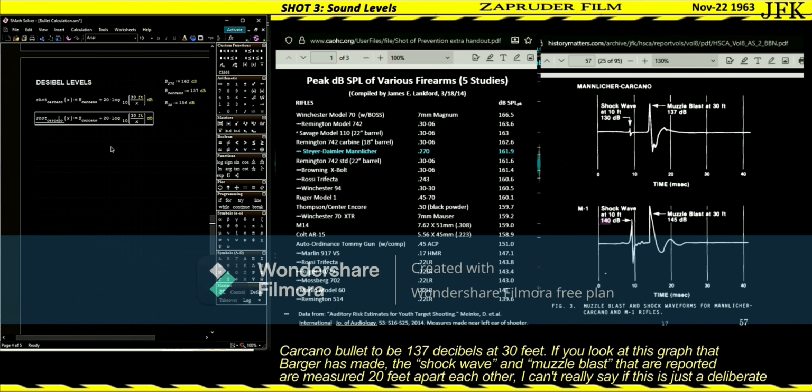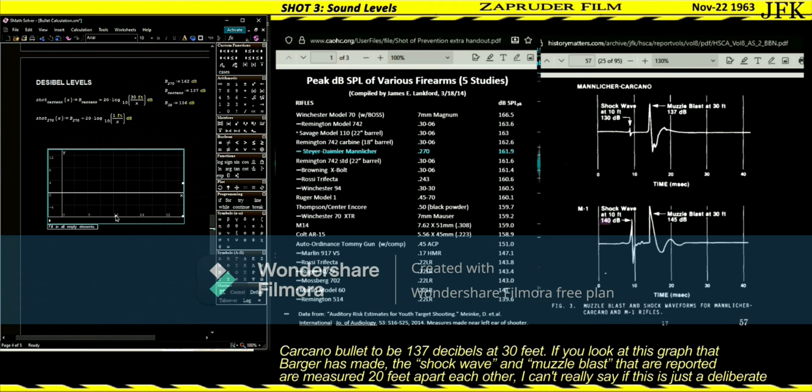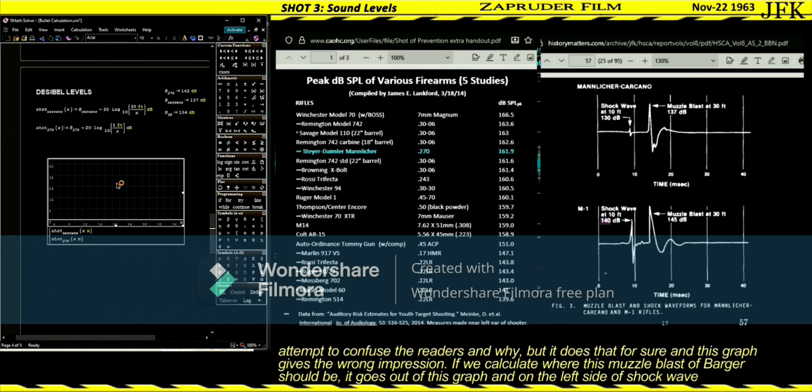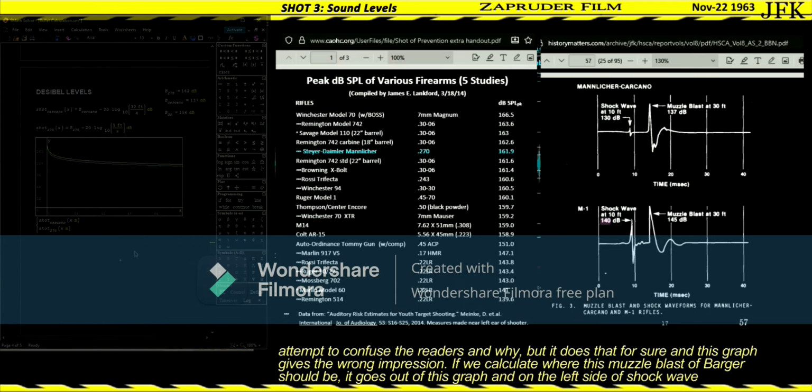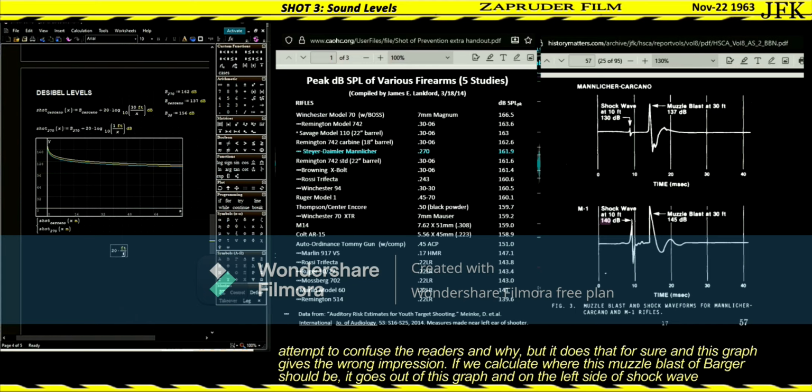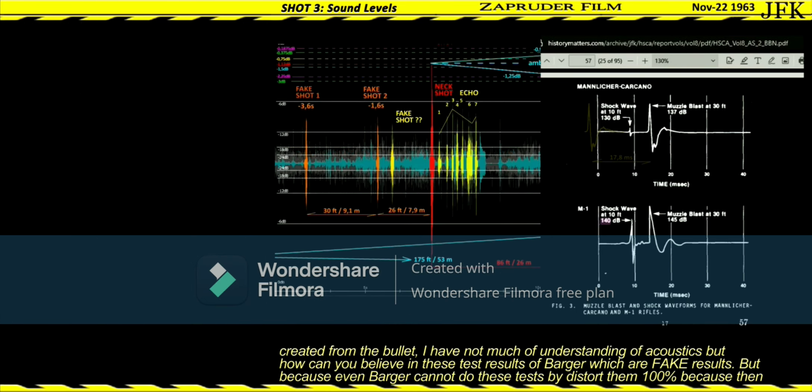If you look at this graph that Barger has made, the shock wave and muzzle blast that are reported are measured 20 feet apart from each other. I can't really say if this is just a deliberate attempt to confuse the readers and why, but it does that for sure, and this graph gives the wrong impression. If we calculate where this muzzle blast of Barger should be, it goes out of this graph and on the left side of the shock wave created from the bullet.